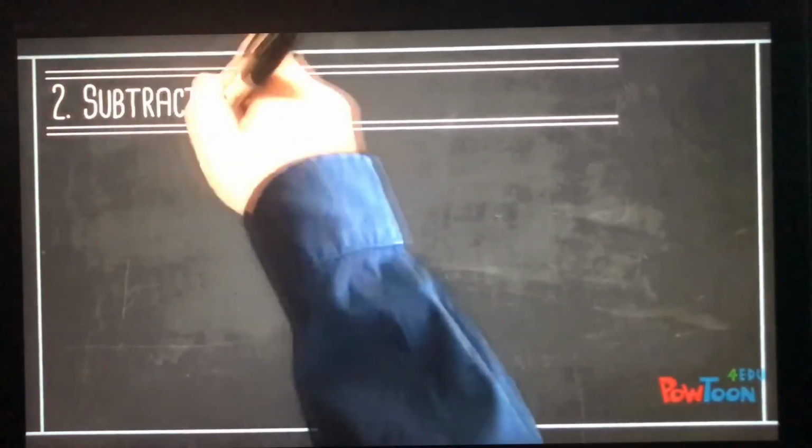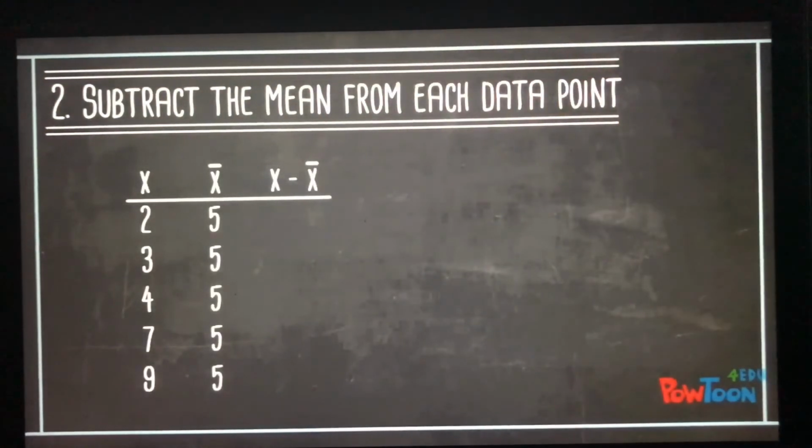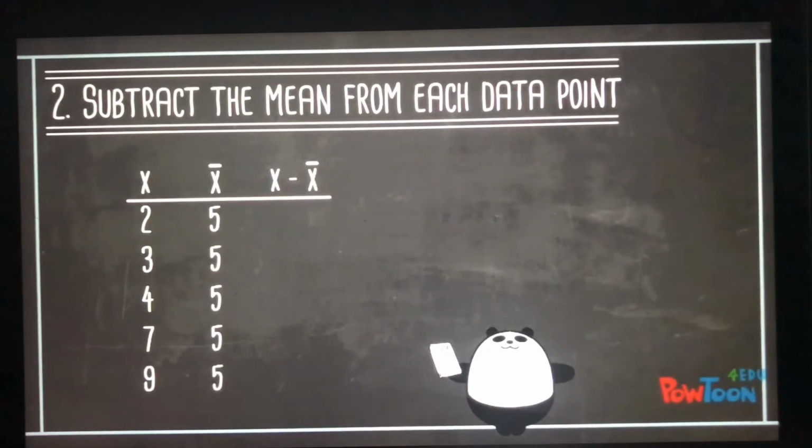The second step is to subtract the mean from each data point to find the differences. It's helpful to use a table like this. 2 minus 5 equals negative 3, 3 minus 5 equals negative 2, 4 minus 5 equals negative 1, 7 minus 5 equals 2, and 9 minus 5 equals 4.